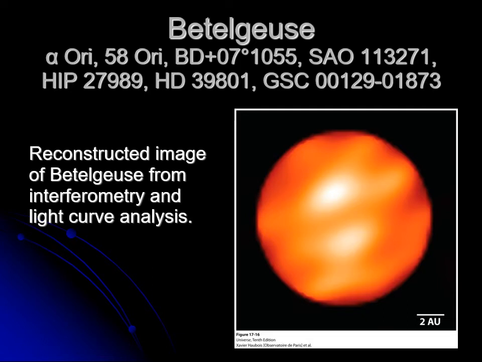Betelgeuse, fairly nearby star for these red supergiants. It's famous for being the star in the shoulder of Orion. As I said before, stars have all these different names. Betelgeuse is Alpha Orionis. It's also 58 Orionis. It's also got a BD number, an SAO number, a Hipparcos number, HD number, and a Guide Star Catalog number. And that's only a handful of the names that it has. As it rotates, it gets brighter and dimmer, and so you can sort of reconstruct what the surface would look like. And so this gives you an idea as to just how big that star is and kind of what the surface looks like with bright and dark.